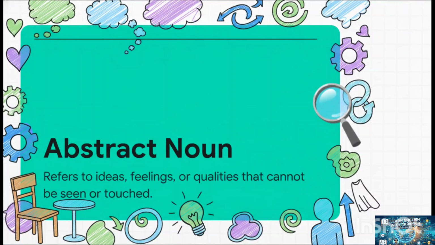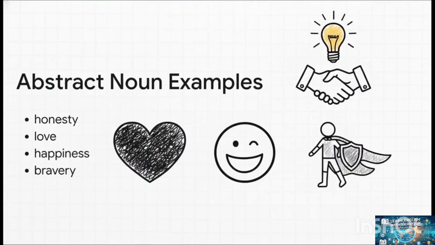Meet the abstract noun. This is the name we give to all those big concepts, things like ideas, feelings, and personal qualities. They are absolutely as real as a table or a chair, but you just can't experience them with your five senses. And here are some really powerful examples.